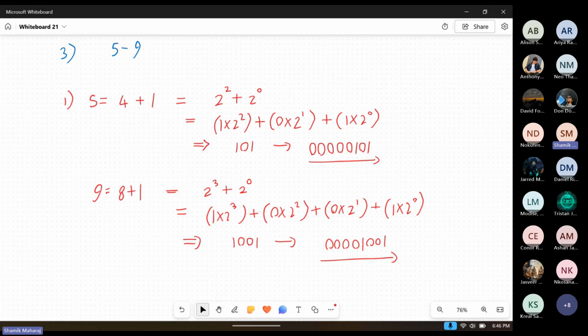So let's just keep these labels so we know this is, okay, let's write it like this with an arrow instead. This is 5 in binary. This is 9 in binary. And let's keep that because we're going to use that a few times.